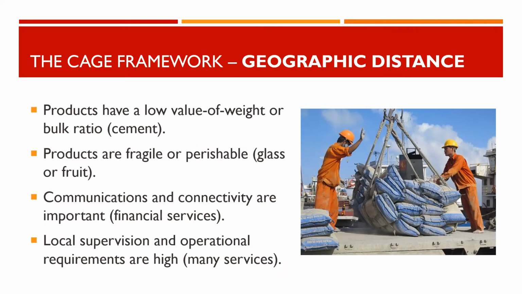When considering geographic distance, factors to consider include products that have a low value to weight or bulk ratio, such as cement. Products that are fragile or perishable, such as glass or fruit. Where communications and connectivity are important, such as with the financial services industries. And products and services where local supervision and operational requirements are high.